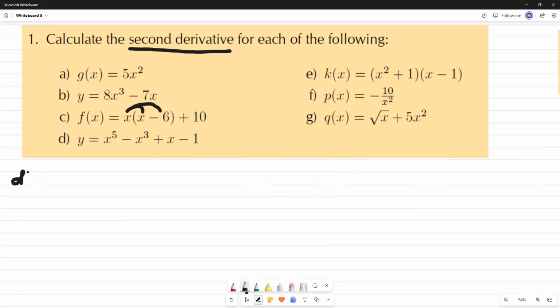Okay, on D, I'll just use a different notation so that you get to see different notations. So I'll use dy. Remember, the derivative of y is basically dy with respect to x. So we say dy over dx, which we can all see is 5x to the 4 minus 3x to the 2 plus 1.